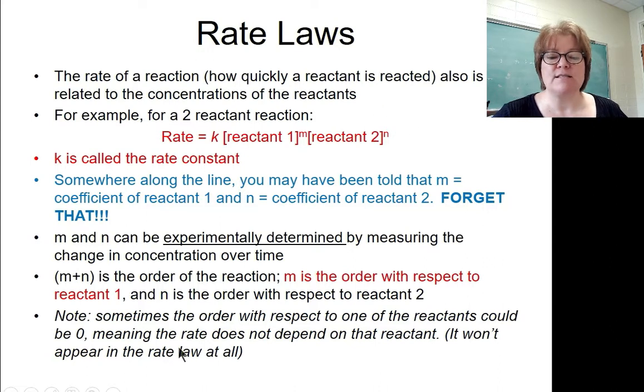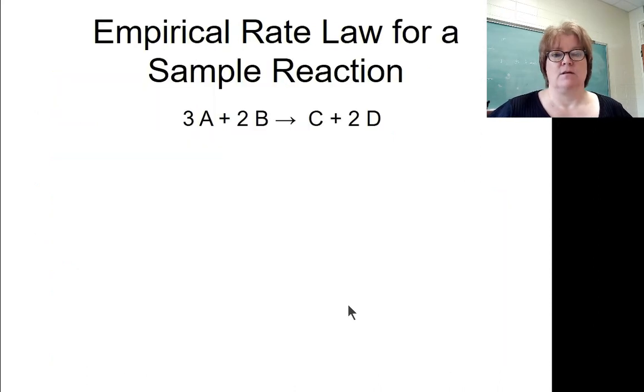Now, it's sometimes possible that the order is 0. And as you know, anything to the 0 power is 1. So maybe there's 2 reactants, but you don't see reactant 2 in the equation. That's suggesting that it's 0th order. And again, we would have to determine that experimentally. We'd have to say, no matter how much you change the initial concentration of reactant 2, it doesn't change the rate of the reaction.